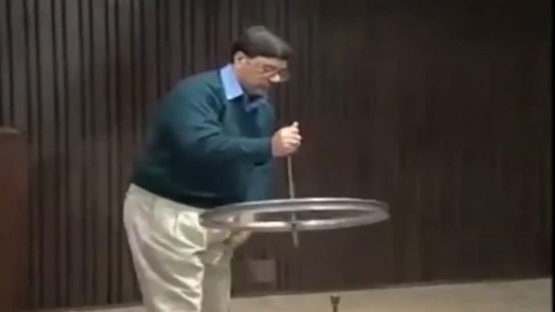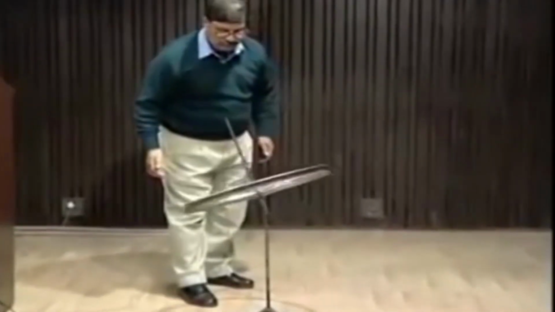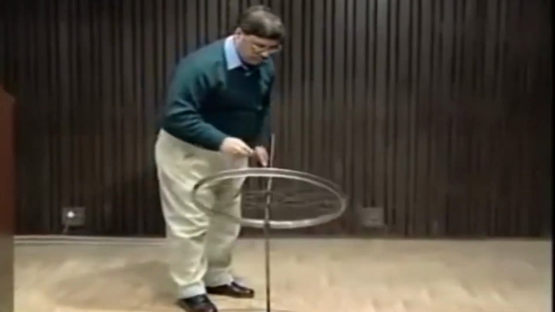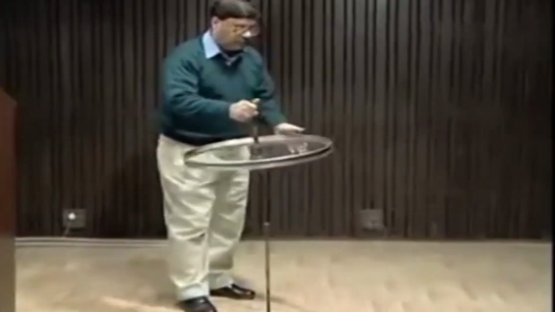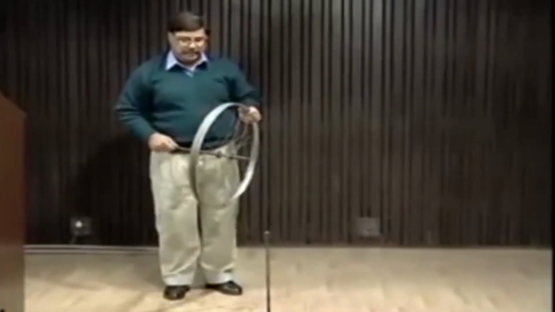If I let it go slow, then it goes around very fast. Slower it gets, faster it goes. So these are the things that we should be able to explain using rigid body dynamics.